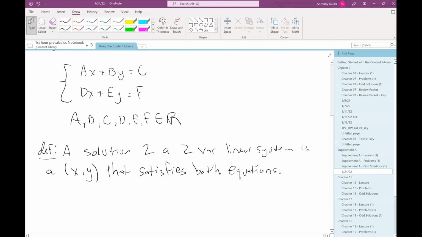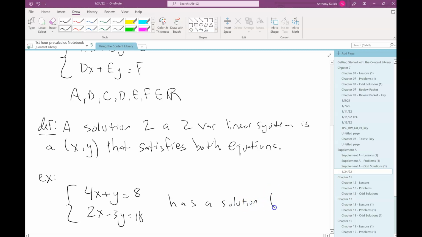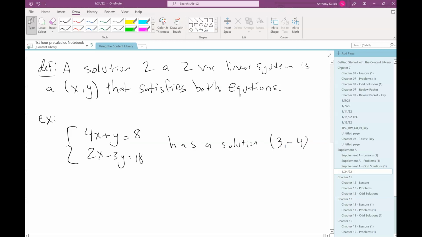Okay, so what is a solution then to a system? We say that a solution is going to be some x, y that satisfies both equations. So for example, if I have the system 4x plus y equals 8, and 2x minus 3y equals 18, a solution for this system could be the point 3, negative 4.